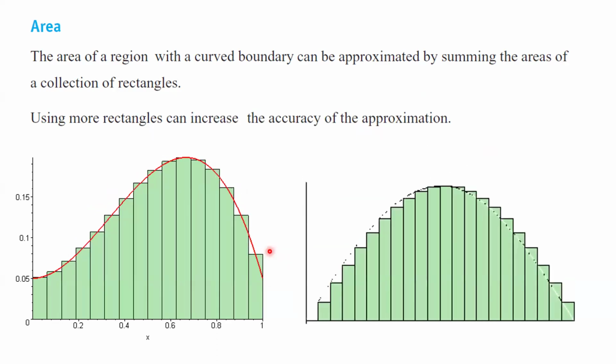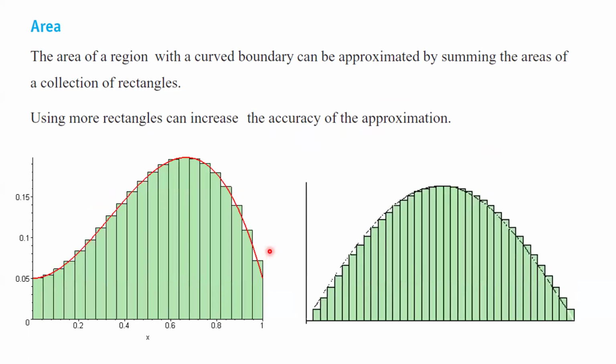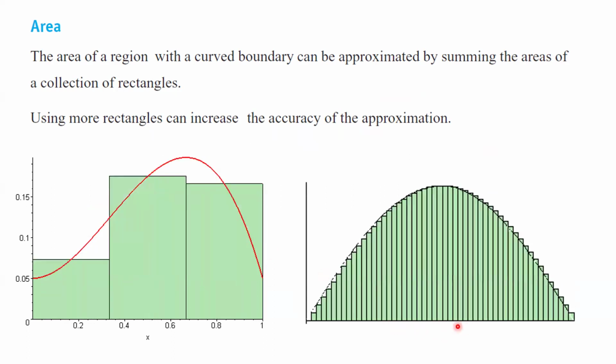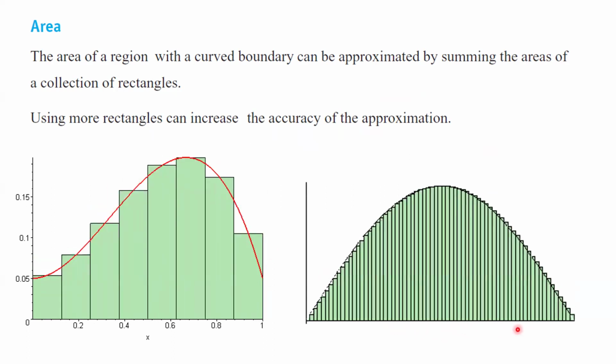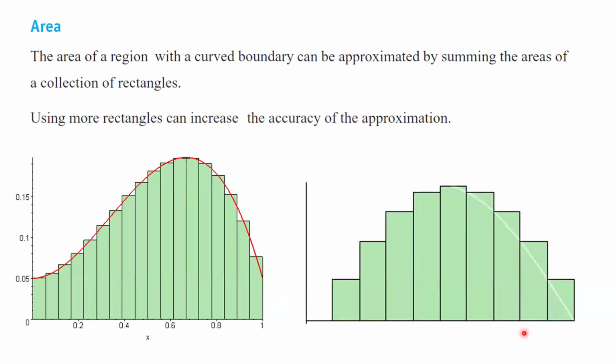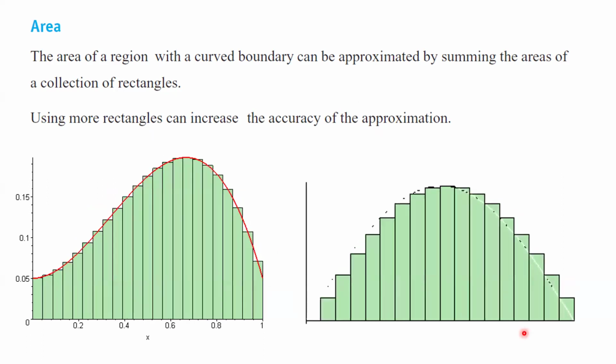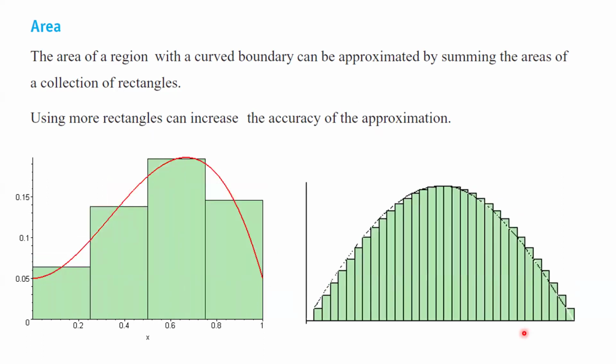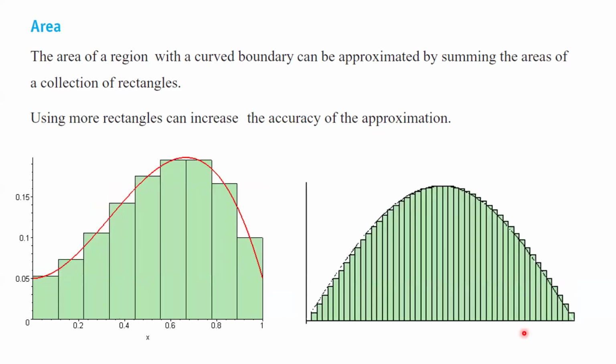So our goal is to increase the number of rectangles, but at the same time, you see the width of the rectangles is getting smaller and smaller. That's the idea of the Riemann sum, finding the limit of the Riemann sum and defining the definite integral.